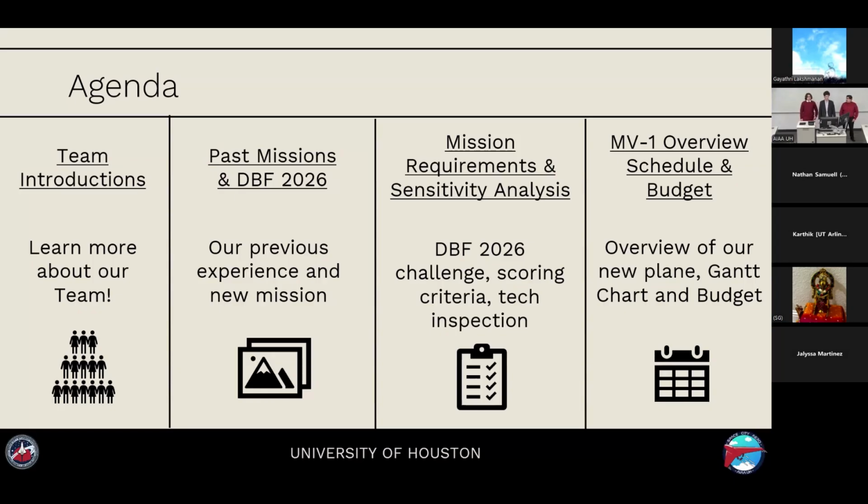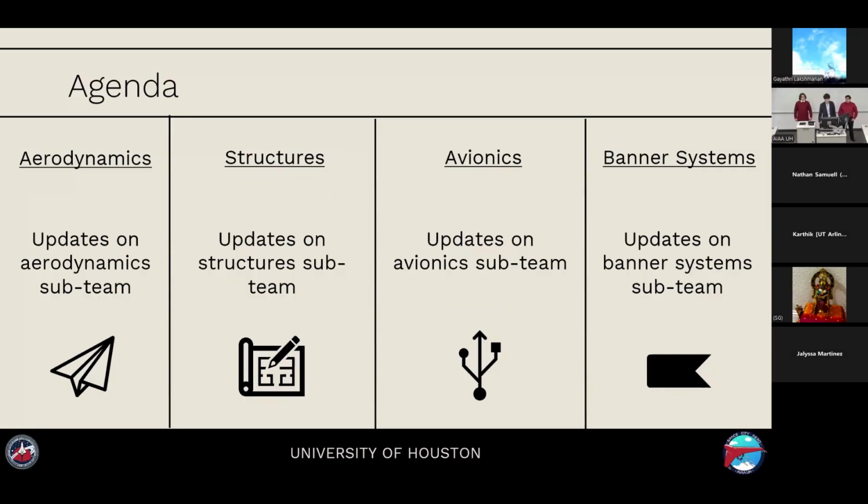Next, we're going to go into details of this year's competition: mission requirements, the specific challenge, scoring criteria, tech expansion, as well as sensitivity analysis. Next, we're going to go over our competition aircraft, its overview and layout, as well as our schedule and budget. After that, our subcommittees will explain their parts and give progress updates on their ends. We will be starting with aerodynamics, structures, avionics, and banners.